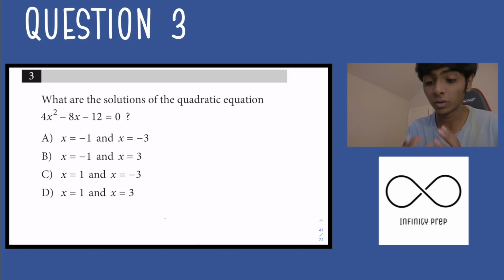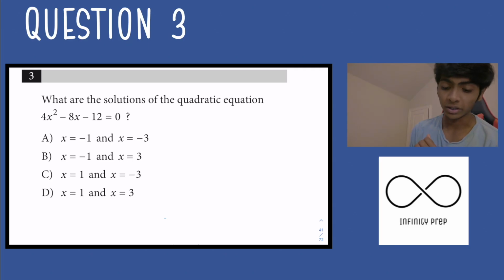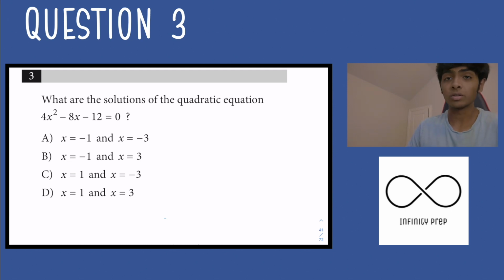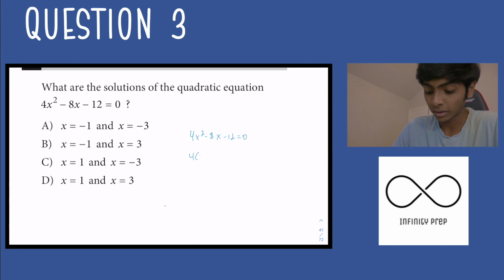Okay, now we're going to go on to number 3. Number 3 asks, what are the solutions to the quadratic equation 4x squared minus 8x minus 12? And all we have to do is find the solutions, right? So to do this, we would just factor. So 4x squared minus 8x minus 12 equals 0 can be rewritten as 4, and then in parentheses, x squared minus 2x minus 3. I just factored out the 4 from the equation, right?